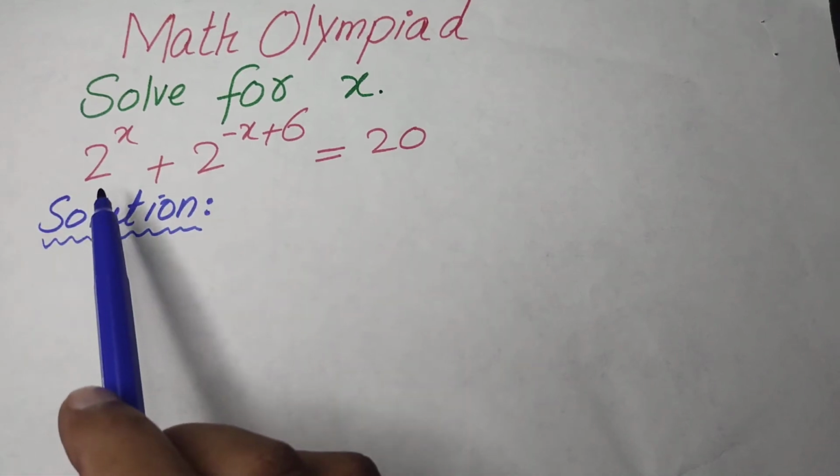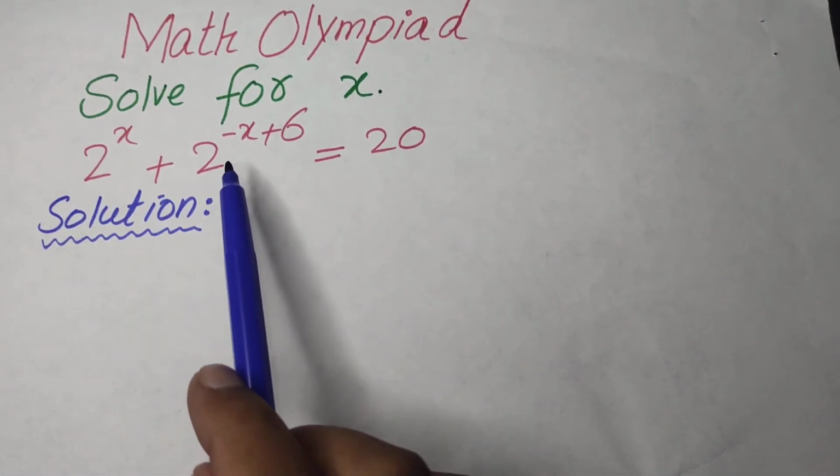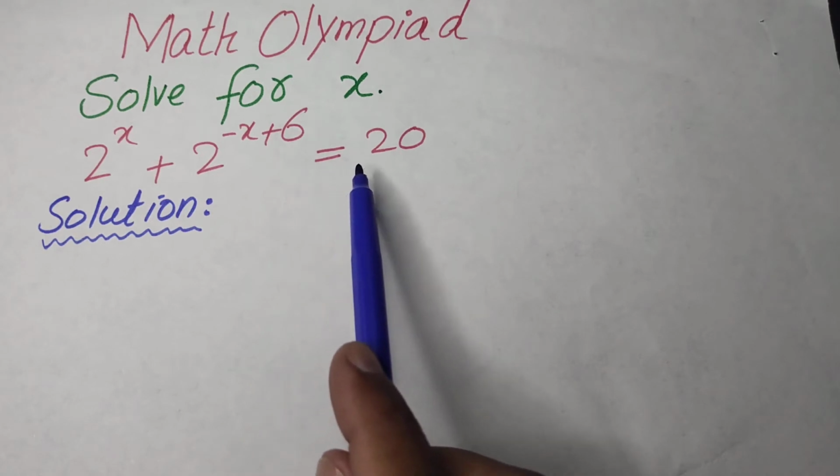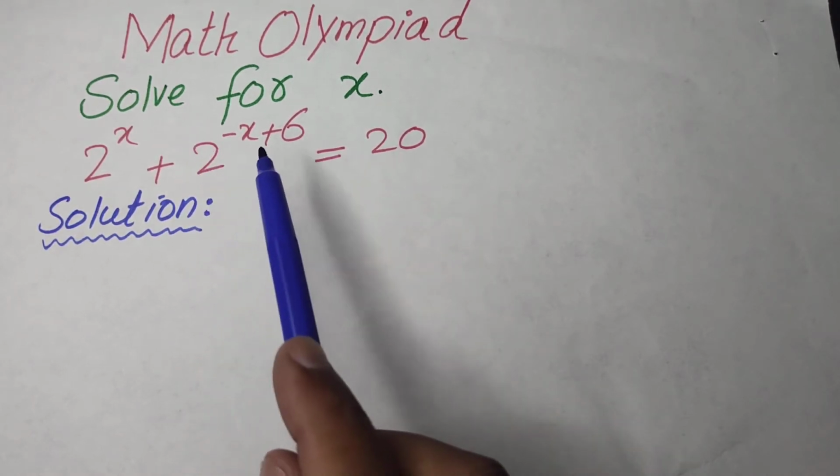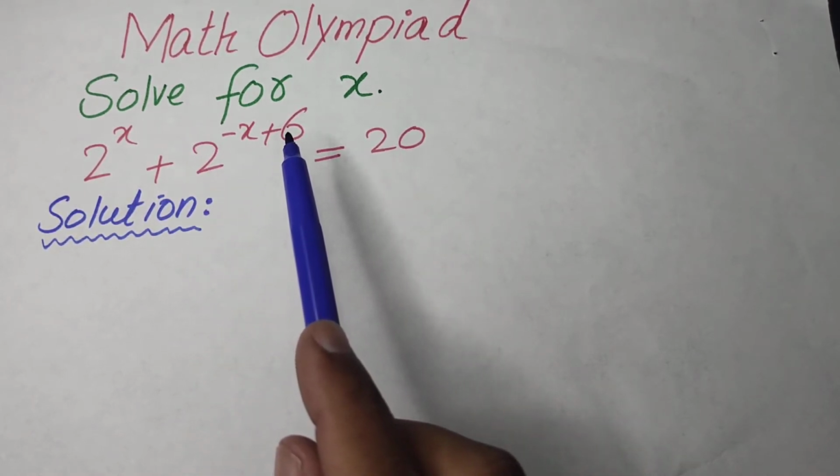If we have 2 to the power of x plus 2 to the power of minus x plus 6 is equal to 20, then solve for the value of x.